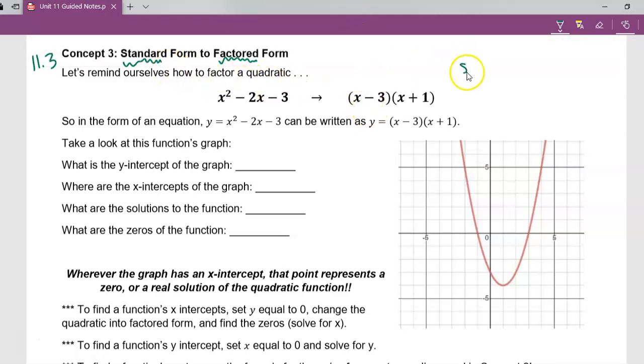So remember, standard form is ax squared plus bx plus c. So this is the form it's going to be given to us in today. We're changing it to factored form, which means we just need to factor it. So we'll have a times (x minus root 1) times (x minus root 2), or a plus some root 1, a minus root 2, or a plus root 2.